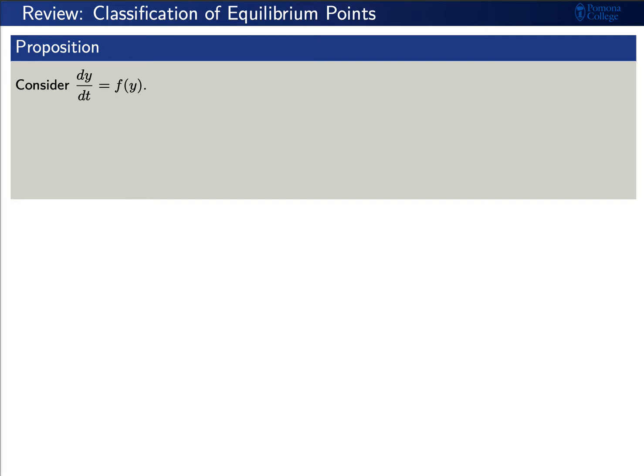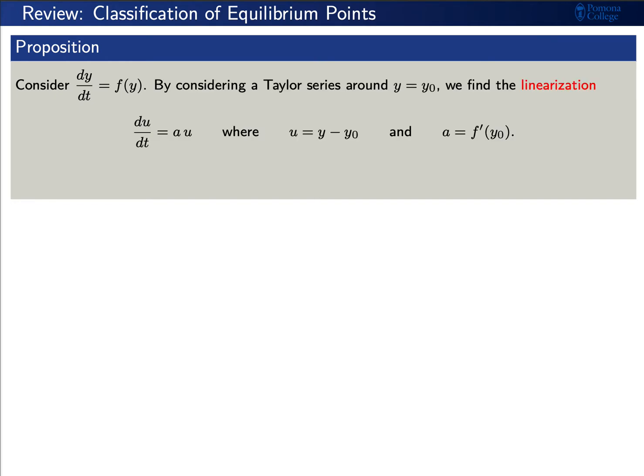Let's start by considering a one-dimensional system, namely dy/dt equals f of y. By considering a Taylor series expansion around an equilibrium point, say y sub 0, we find the following linearization. That is, let's consider a new variable u, which is y minus y0, so that du/dt is equal to alpha times u. Here, alpha is f prime evaluated at our equilibrium point y sub 0.